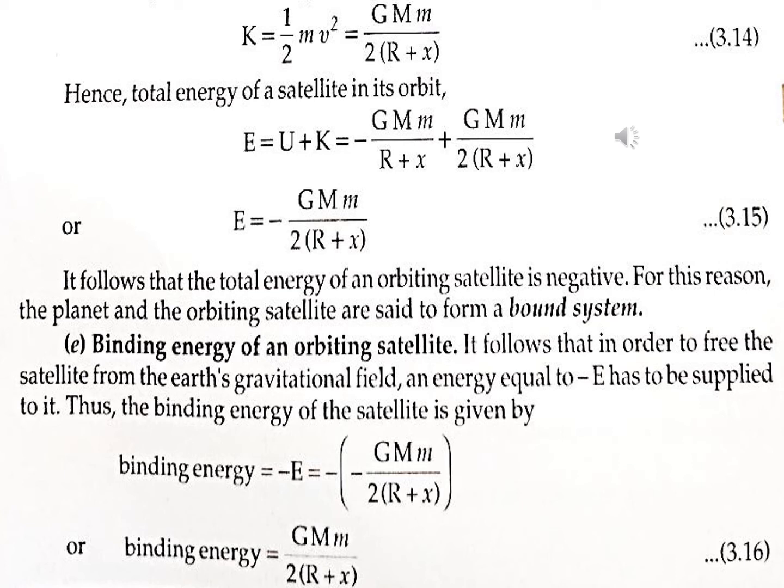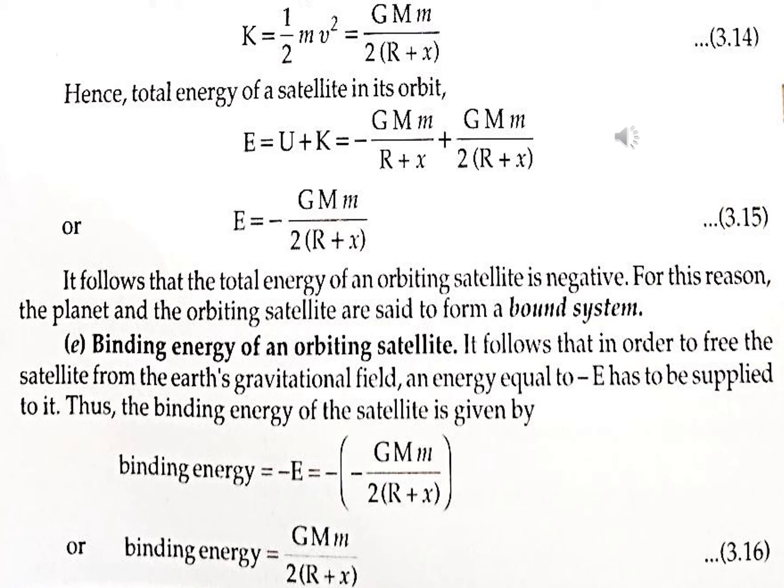So GM small m upon (r plus x) the whole square is equal to the centripetal force mv square upon r plus x. Here R is the radius of the Earth and x is the distance of the satellite from the surface of the Earth.